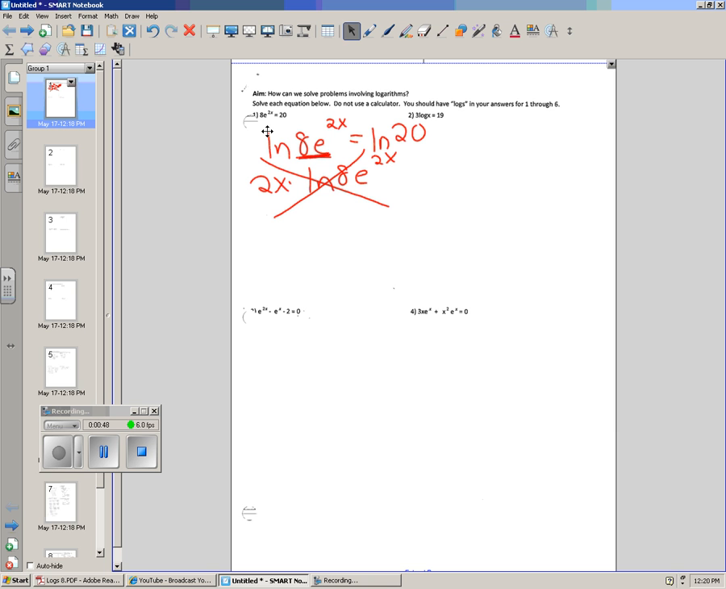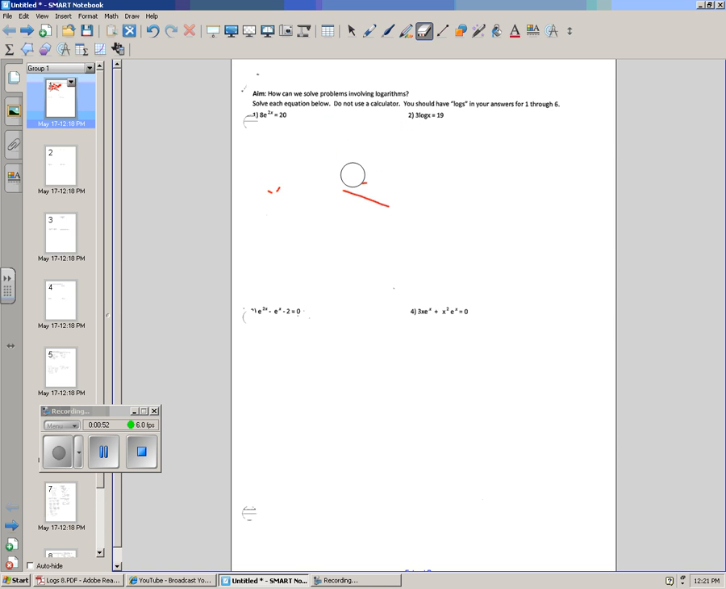So what you have to do instead is first isolate the term with the exponent. So we'll start by dividing both sides by 8. Now to get the variable out of the exponent, we'll take the ln of both sides. So we have 2x times ln e equals ln of 28.